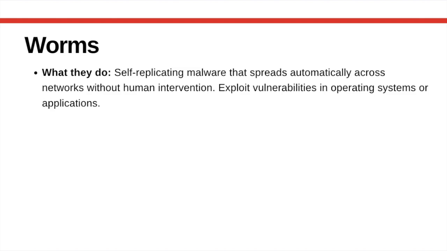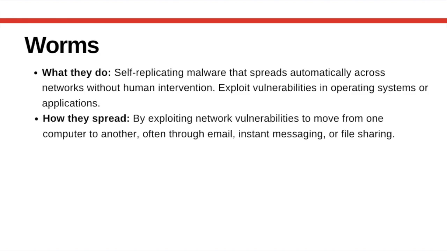Exploit vulnerabilities in operating systems or applications. It spreads through networks without needing to attach to a program. For example, a worm might use a security flaw in your email program to send itself to your contacts. How they spread: by exploiting network vulnerabilities to move from one computer to another, often through email, instant messaging, or file sharing.